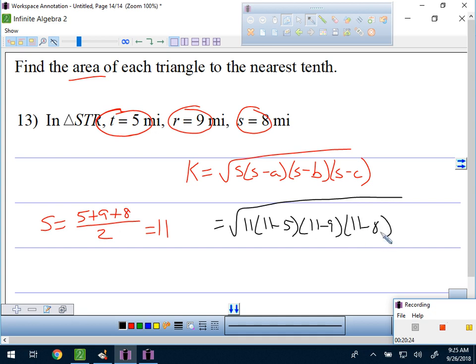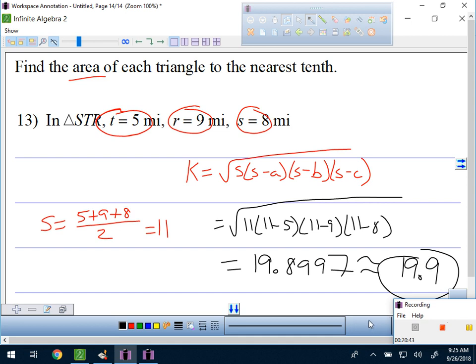And again, just type that into your calculator, and you should end up getting, double check me though, 19.8997. Why don't we just call that 19.9? And that would be the area of that triangle. And again, you don't have to memorize the formula, but you do need to know which formula to use. So if I give you all three sides, use that square root one, S times S minus A, and all that, and just find S first.